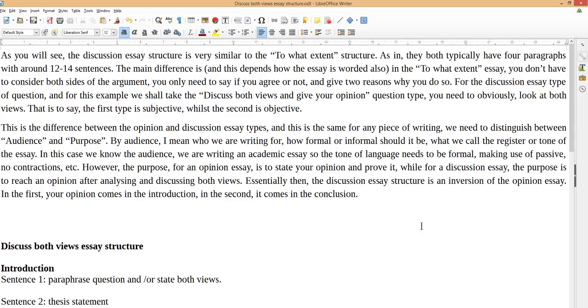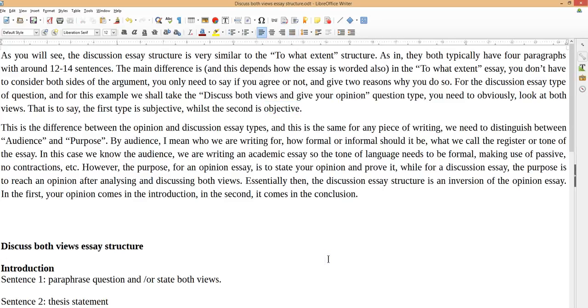However, for the discussion essay, and for the example here, now some might just say discuss both views, but for this one it says discuss both views and give your opinion. So obviously we need to look at both. So the first essay type is subjective, while the second is more objective.